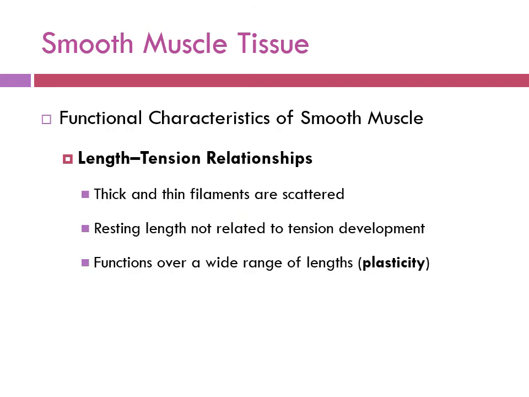Functionally, the thin and thick filaments are scattered, so the resting length is not related to the ability to develop tension because there's not that crossover like we have in skeletal muscle, where with minimal zone of overlap it is harder to create a contraction. Maximal overlap, there's very little room for contraction. So in smooth muscle, it can function over a wide range of lengths because it is not dependent on the actual overlap of actin and myosin.